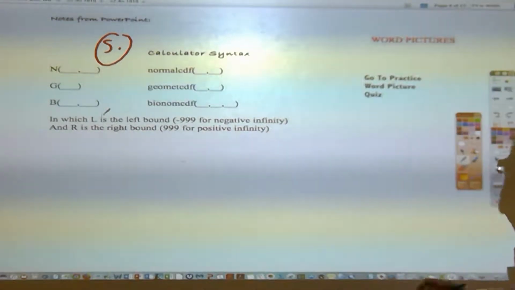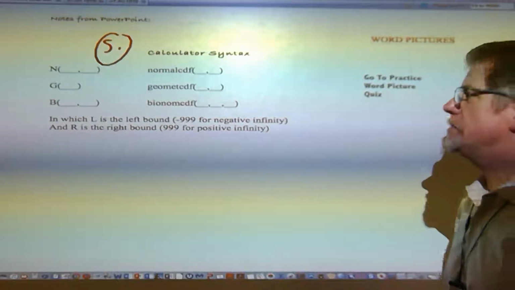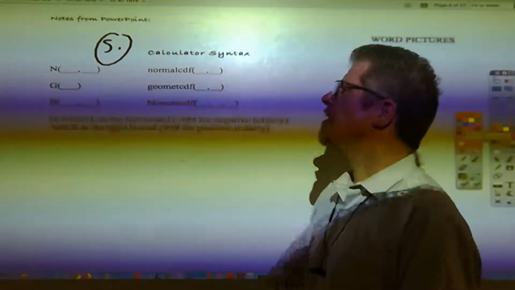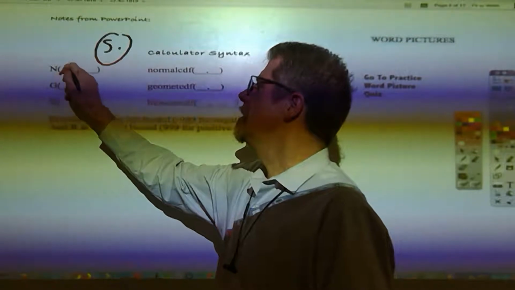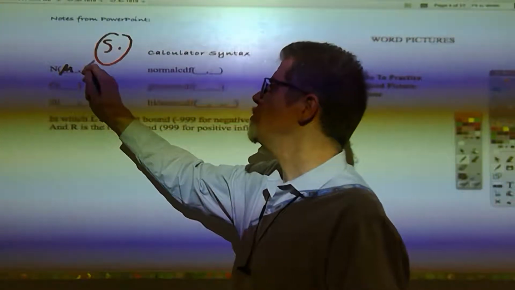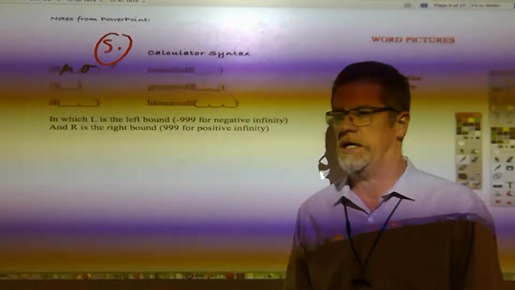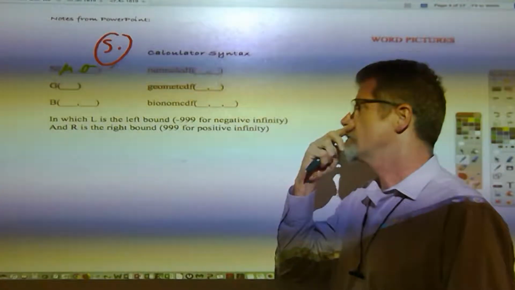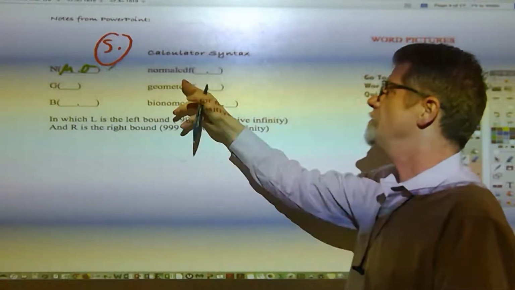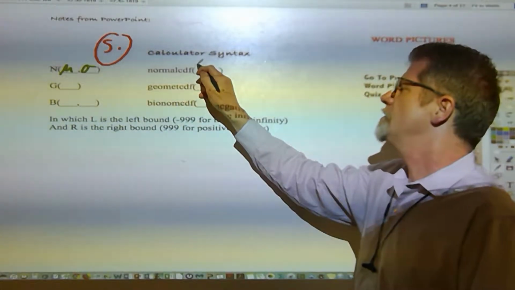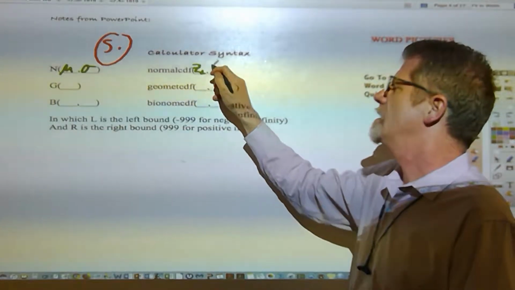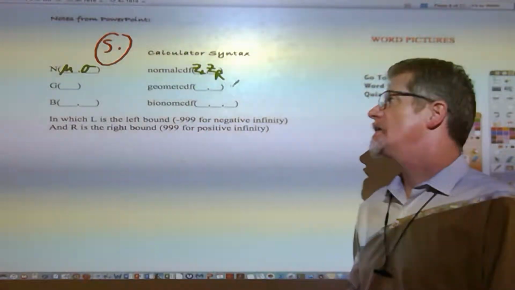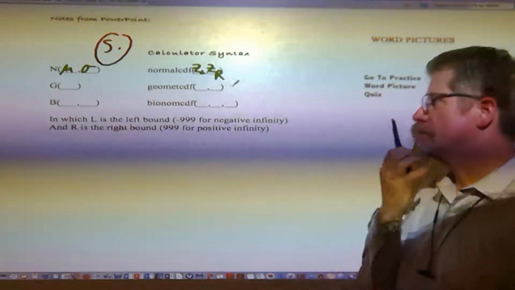Okay, well, it really is intended to be a short question. And here's what we're going to be looking for on Friday's word picture quiz. When you get to number 5, hopefully you'll remember that the normal model has a specified mean, mu, and standard deviation, sigma. Those are the 2 things you need to know to specify a particular bell curve. Now, how do you do normal CDF on the calculator? You need 2 z-scores, z sub L and z sub R. The z-score on the left of the shaded region and the z-score on the right of the shaded region.